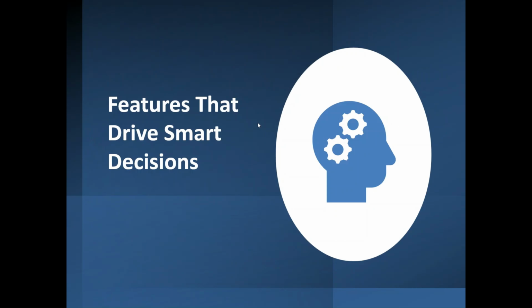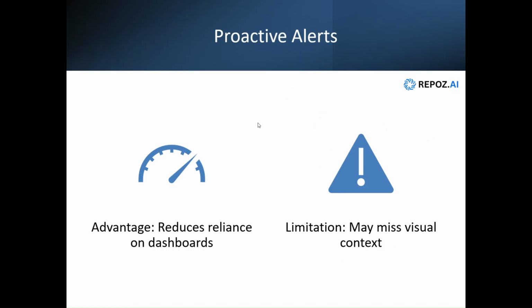Tableau Pulse offers several standout features. Let's begin with proactive alerts. Tableau Pulse reduces the need for users to constantly check dashboards by sending alerts when something meaningful changes. This saves time and ensures quicker responses. However, one limitation is that without the visual context of a full dashboard, some insights may be missed.